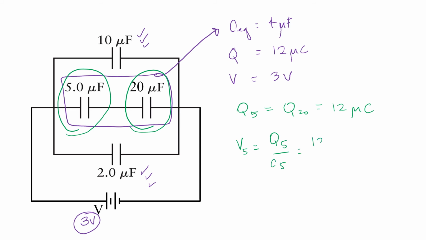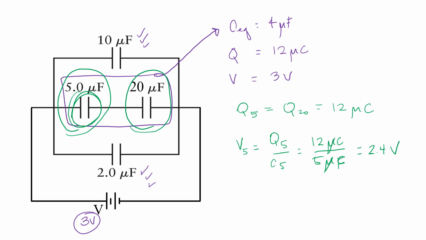So we've got 12 microcoulombs, 5 microfarads, and so micro divided by micro, I've got 12 divided by 5, which is 2.4. So 2.4 volts is the potential difference across this 5 microfarad capacitor. I know across the entire series is 3 volts, so that means there's 0.6 volts to maintain that 12 microcoulombs on the 20 microfarad capacitor.